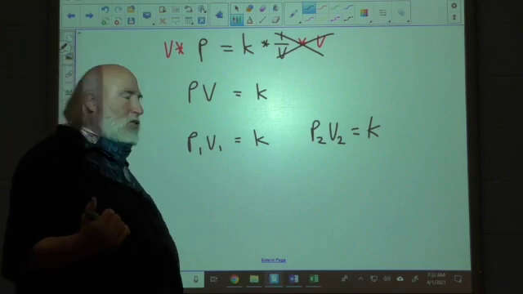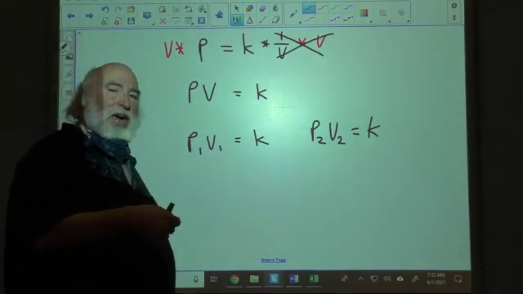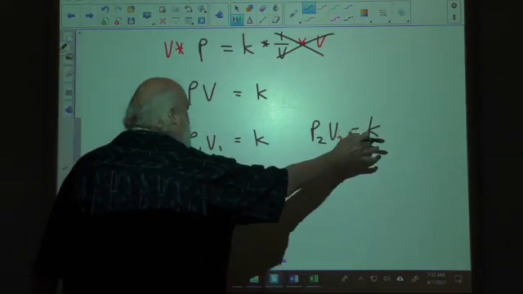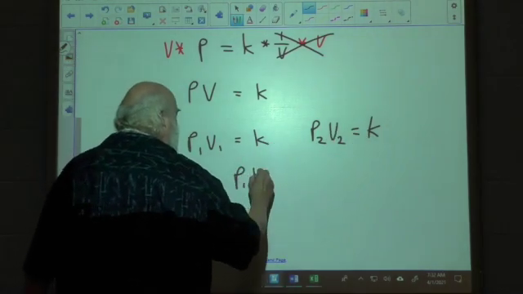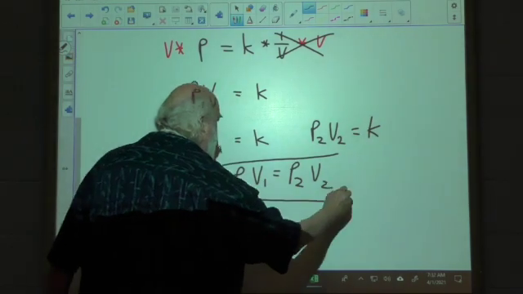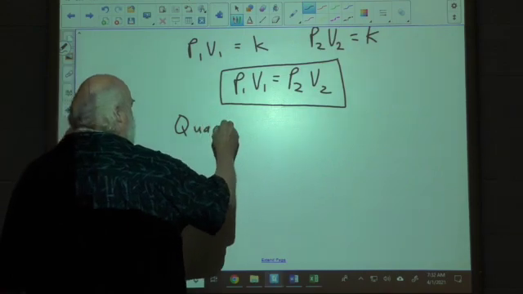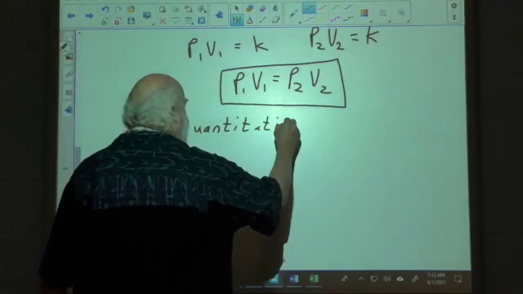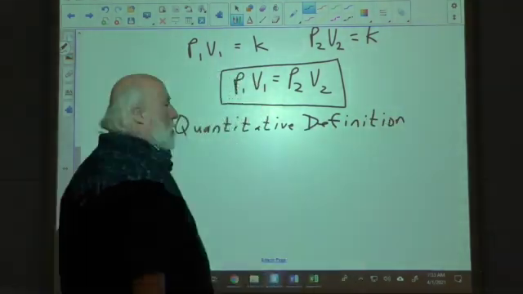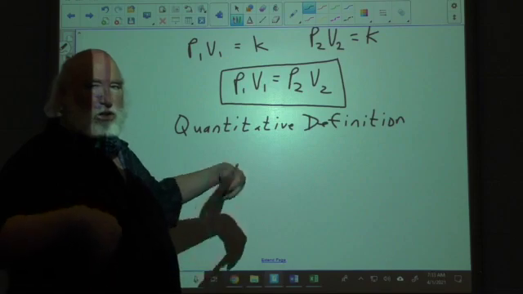Now there's something in mathematics called the transitive property. The transitive property basically states if A equals B and B equals C, therefore A equals C. So that means since these both equal K, then P1 V1 equals P2 V2. And that is our quantitative definition of Boyle's law. Okay? Now, quantitative means math, to deal with quantities.